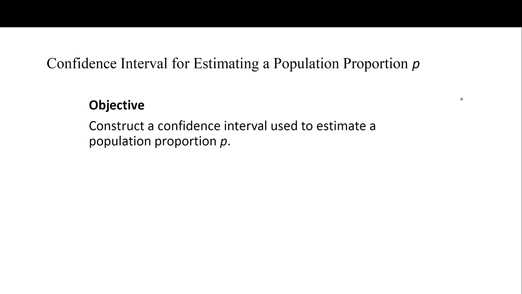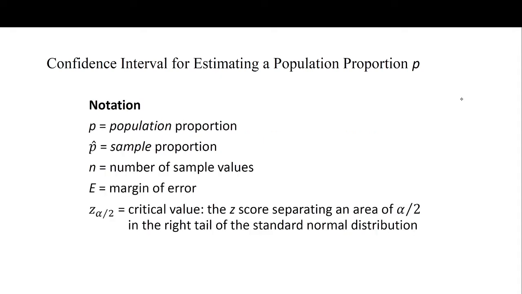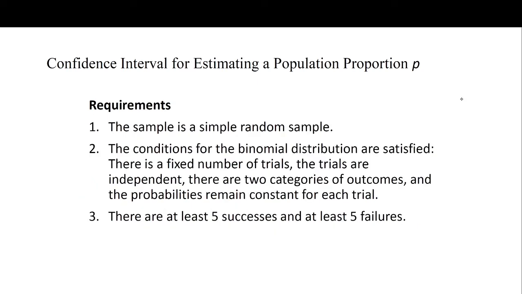Okay, so we need to construct a confidence interval for estimating a population proportion. That's our objective. So how do you do that? First of all, let's make sure that we are using the same notation. p stands for population proportion, p hat stands for sample proportion, n stands for number of sample values, and E is the margin of error, and this is the critical value. So using this notation, we can use the confidence interval for estimating a population proportion p.